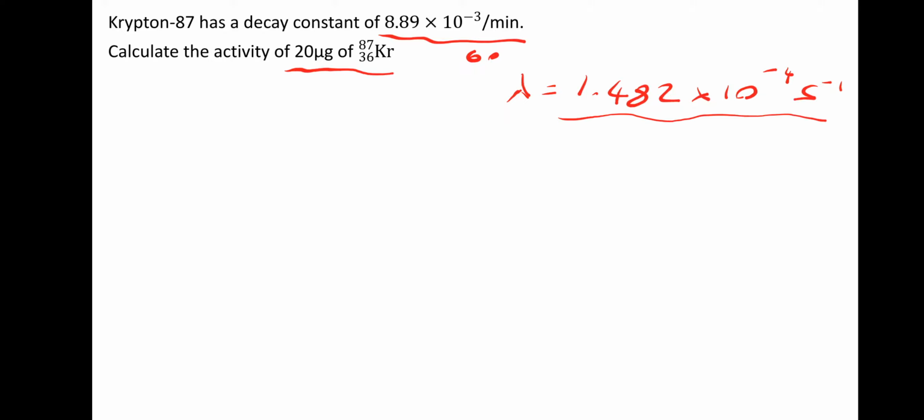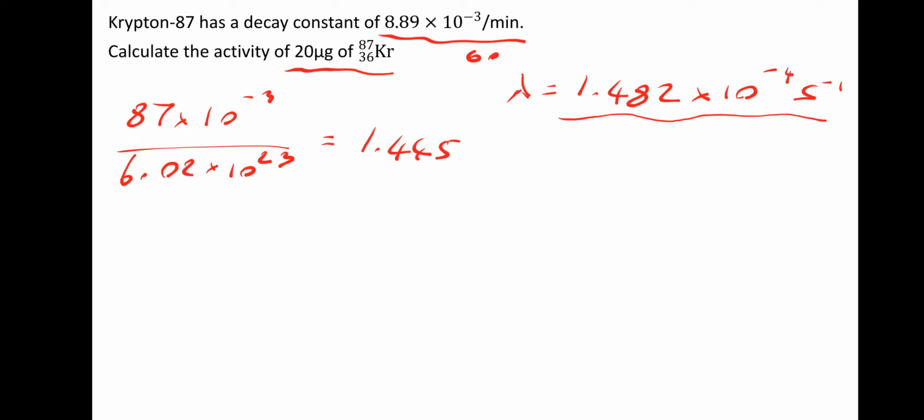Then we need to use activity is lambda N. So we've got lambda now, we need to find the number of atoms. So let's find the mass of a single krypton atom. That'll be 87 grams, Krypton-87, so 87 times 10 to the minus 3 kilograms divided by Avogadro's number, 6.02 times 10 to the power 23. And that gives us the mass of a single atom, which is 1.445 times 10 to the power minus 25 kilograms.